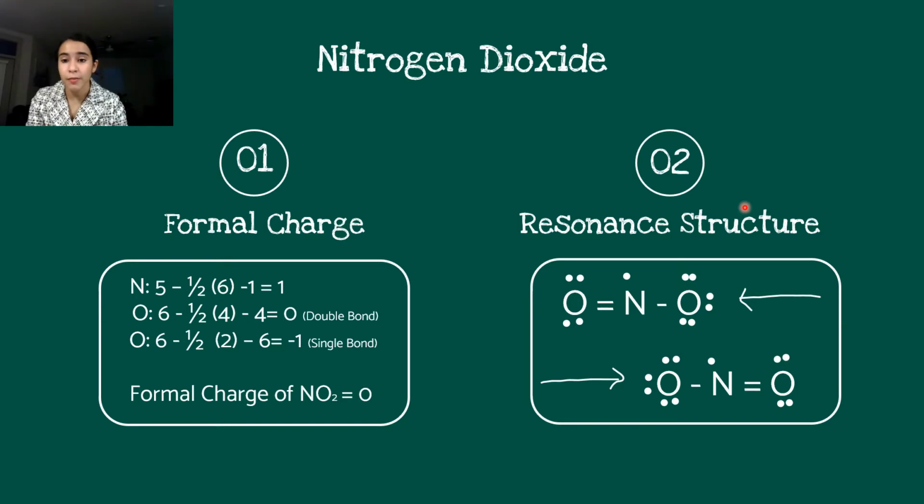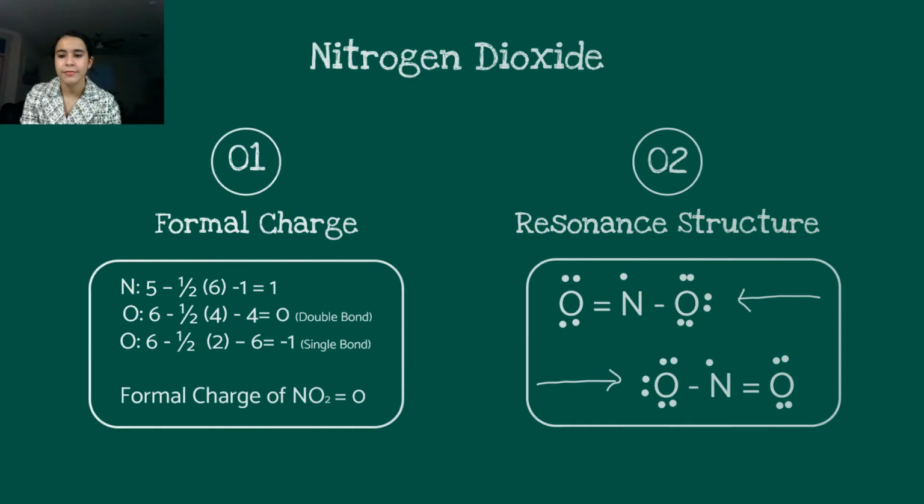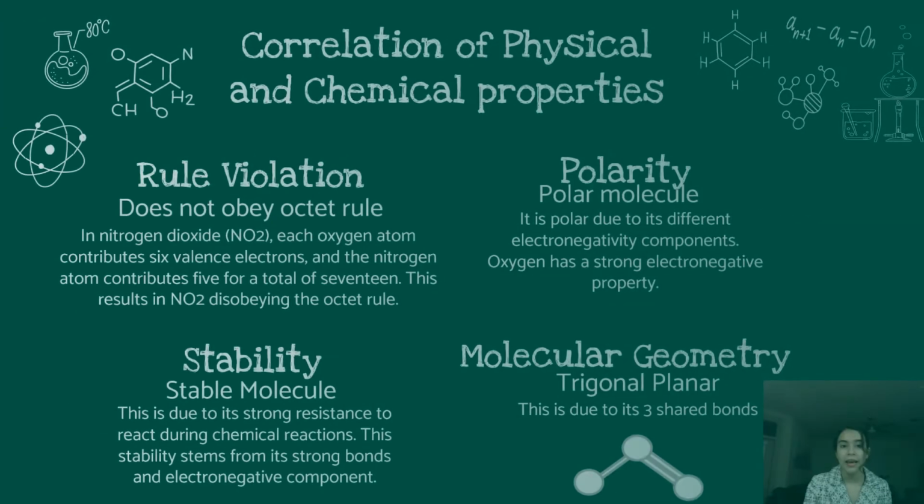If we start talking about the resonance structure, we can notice that the double bonds and the single bonds will interchange positions. So the double bond could be on the right or to the left of the nitrogen, and the single bond could be to the right or to the left of the nitrogen.